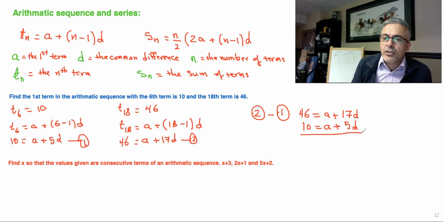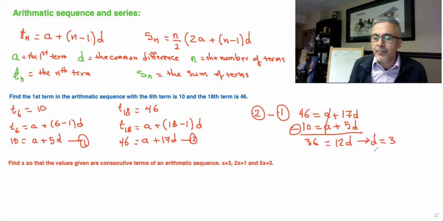As we said, we're going to subtract 1 from 2. So therefore, you just subtract these, you get 36. The A's would cancel. And then 17 minus 5 is 12. So you get 12D. And therefore, D would equal, divide both sides by 12, you get D equals 3.